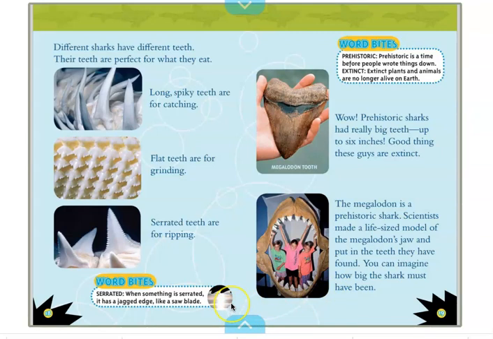We have another information box down here that again gives us the definition of a word. It says serrated. When something is serrated, it has a jagged edge, like a saw blade. Can you guys think of something that's serrated in your house? If you think about a knife when you eat, the edge of a knife is serrated, and that helps you cut up your meat and other things like your vegetables. Up here, they define the word prehistoric. It says prehistoric is a time before people wrote things down. Extinct. Extinct plants and animals are no longer alive on Earth.